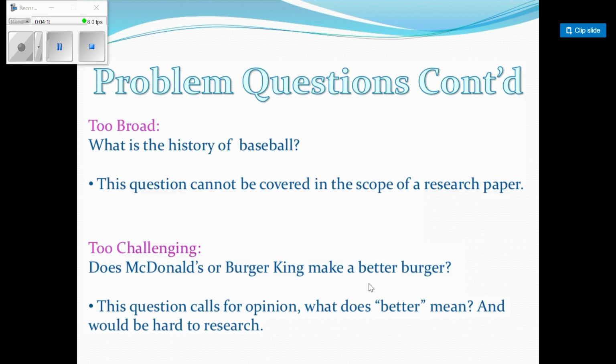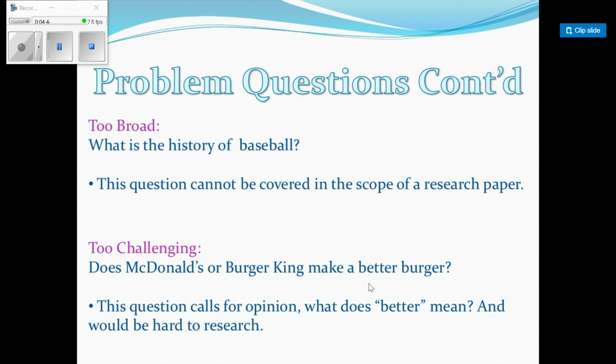So the very opposite of narrow is broad. Let's look at these questions that are too broad. What is the history of baseball? That's a huge question. There's no way we could cover the entire history of baseball in our research. We could look at the origins of baseball. That would give you a piece of the history, but it's a little more zeroed in. It's a little more specific, and it'd probably be easier to research.